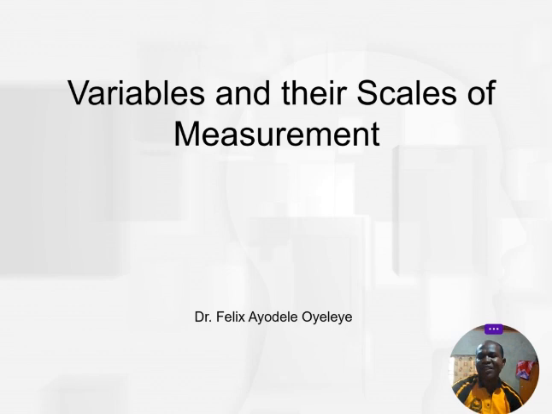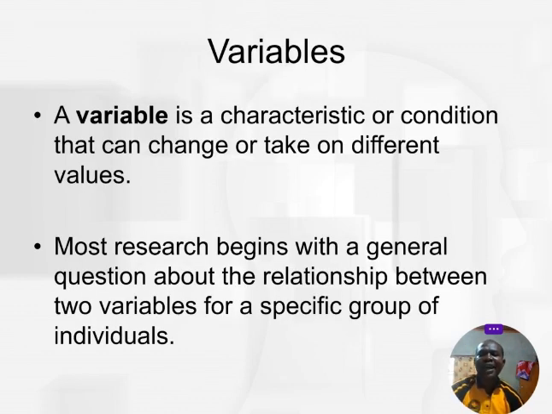Now, let's have a definition of what a variable is. A variable is essentially a characteristic or a condition of the subject within a population, and these are characteristics or conditions that can take different values. So essentially in research, we look at the relationship between variables within a given population, and we want to understand how these variables interact or how they affect each other.